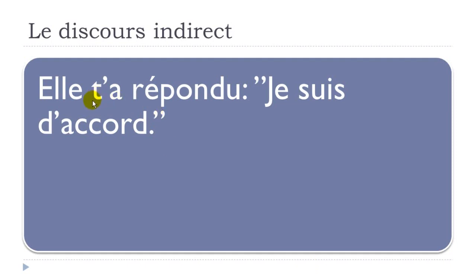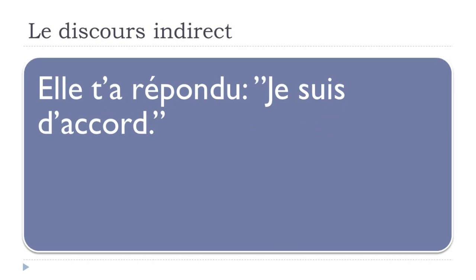So, as I said, the first verb, I put it at the passé composé form, and it will always be the same for all the examples. So I will keep the same sentence and the same verb, at the passé composé. Elle t'a répondu, je suis d'accord. So we've got exactly the same sentence as we had previously when we had present-present or future-present. In that case, as we saw, we've got passé composé and then present form.